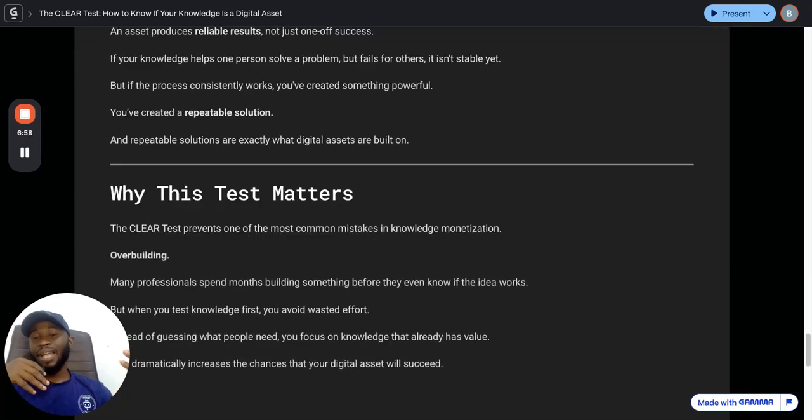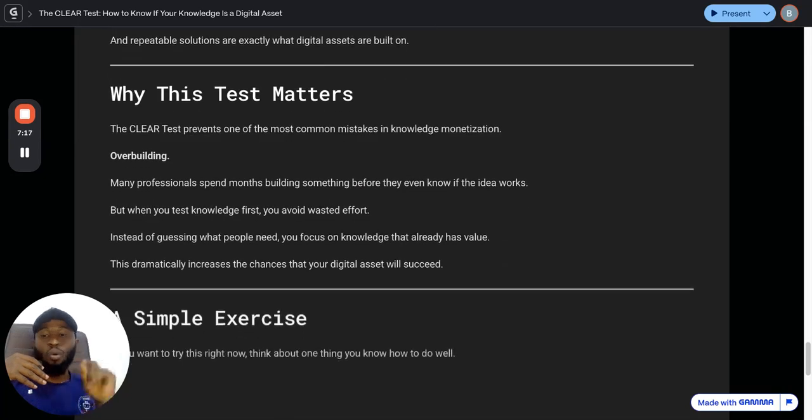You might be asking why this test matters. What the CLEAR test helps you do is prevent one of the most common mistakes in knowledge monetization, which is overbuilding. Many professionals spend months building something before they even know if the idea works. But when you test knowledge first, you avoid wasted effort. Instead of guessing what people need, you focus on knowledge that actually has value. This dramatically increases the chance that your digital asset will succeed.